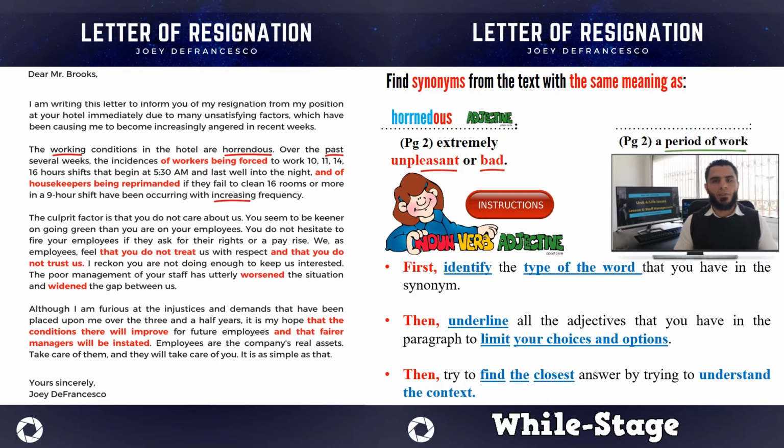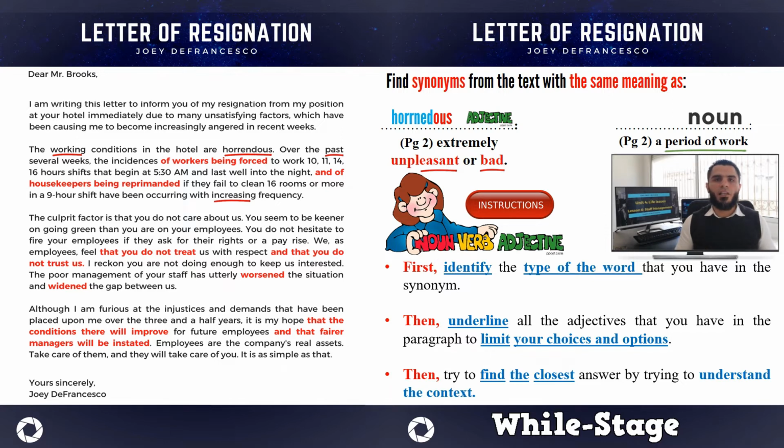The second explanation we have is a period of work. As you can see, we need a noun in the singular form. So as we said earlier, we should underline all the singular nouns in the paragraph and try to find a word which has the same meaning as the explanation.